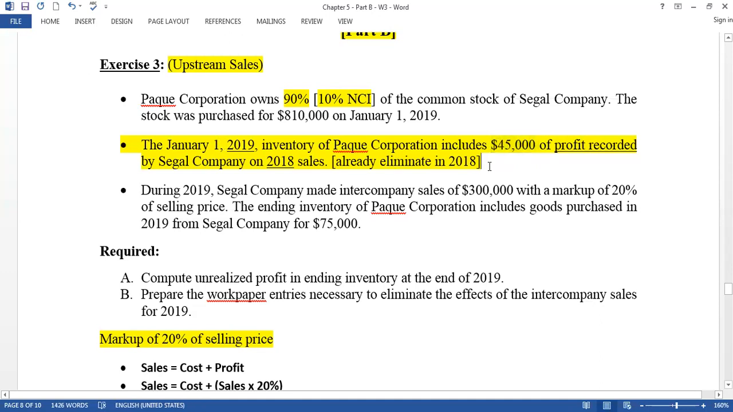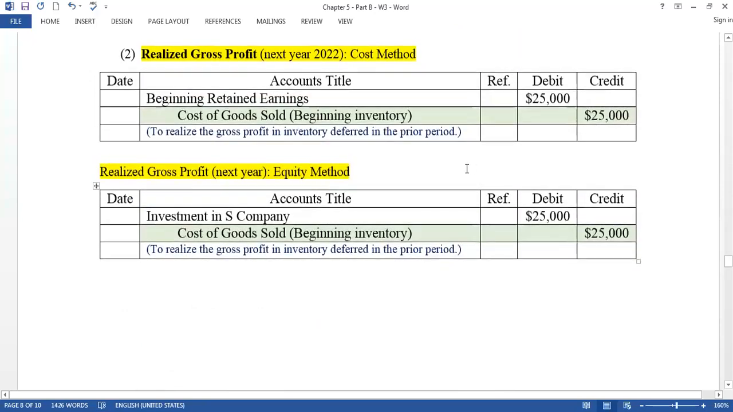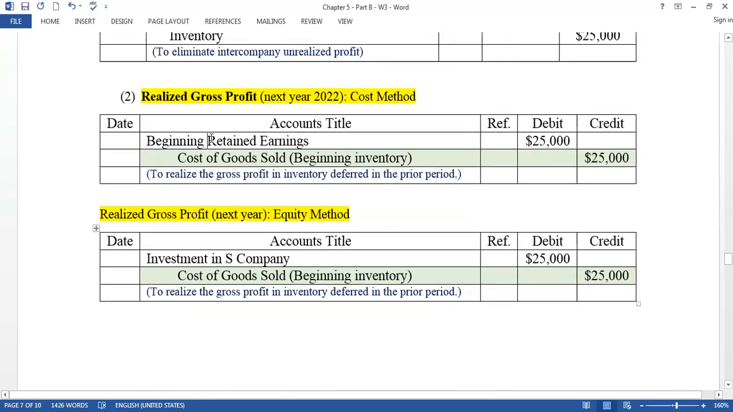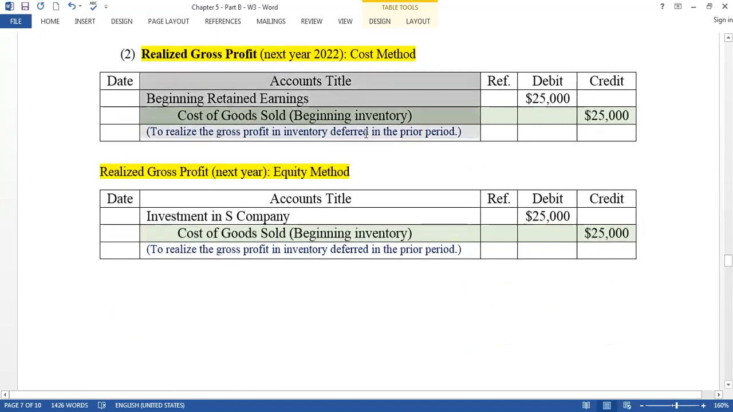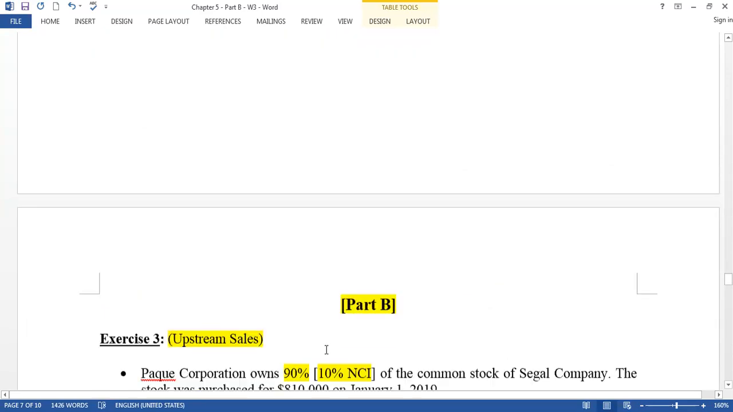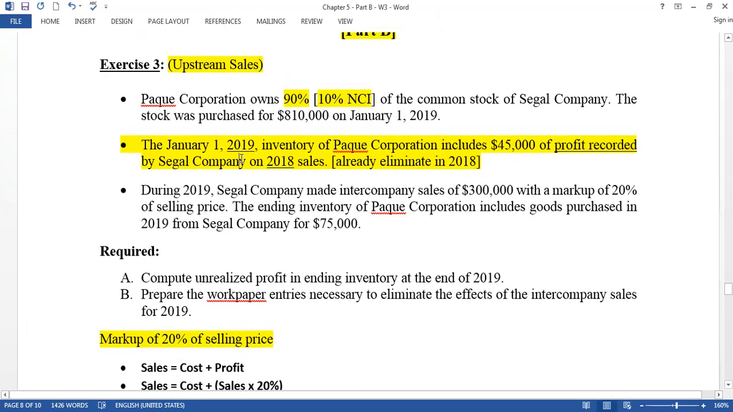So this journal is related with here. So this is the journal. Do you understand? This is the journal, because this is the next year. So we have to do this journal entry for this part. This is the critical part of this question. The question said that you have some realized profit that came from previous year. So you have to record it.